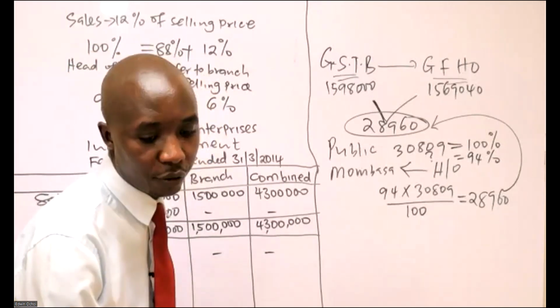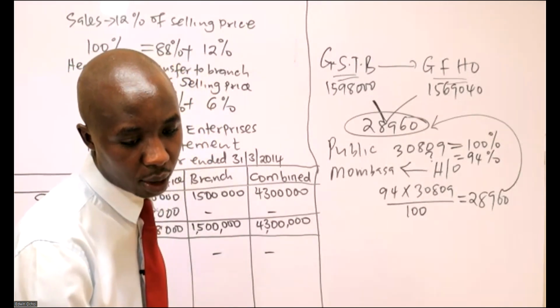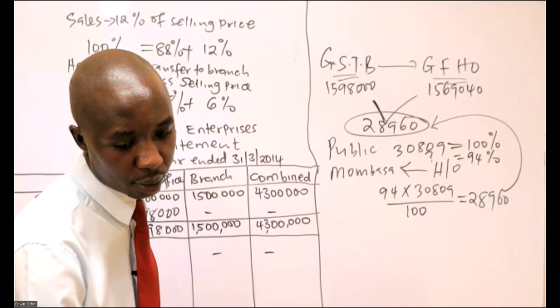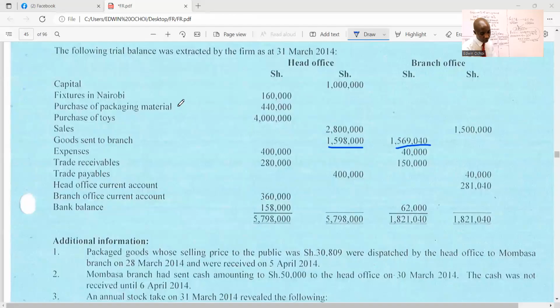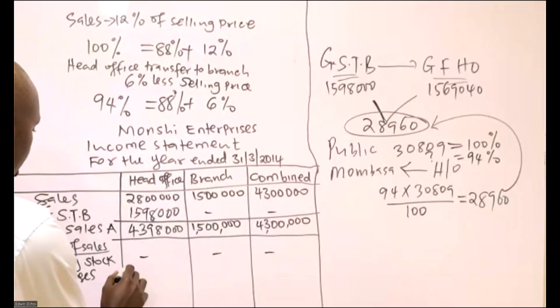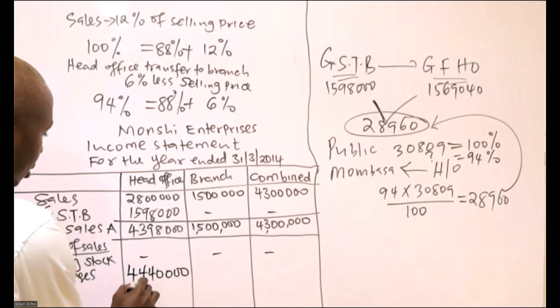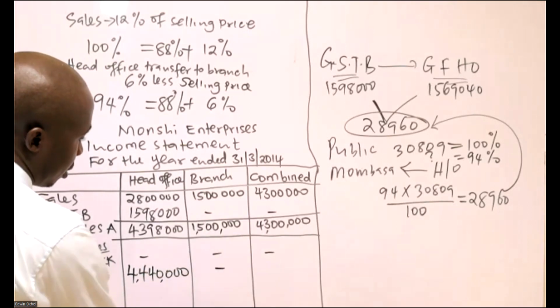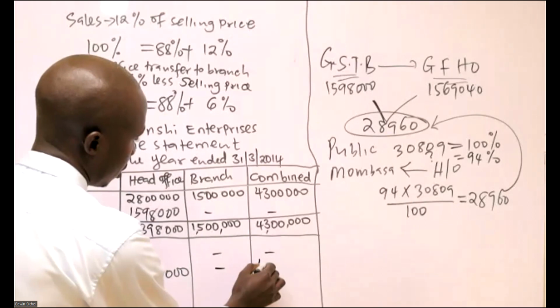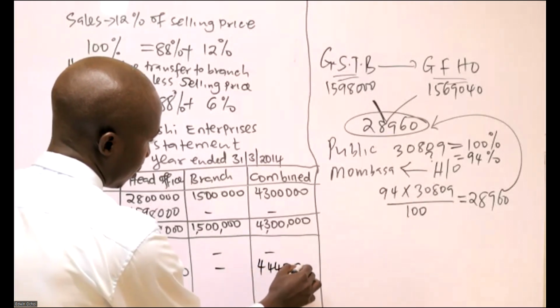And only at the head office. The sales which was there was at the head office. Not the sales, but the purchases, sorry. This one. So the total of the two, so that is 4,440,000. There's no purchase in the branch. So we take it to the total.